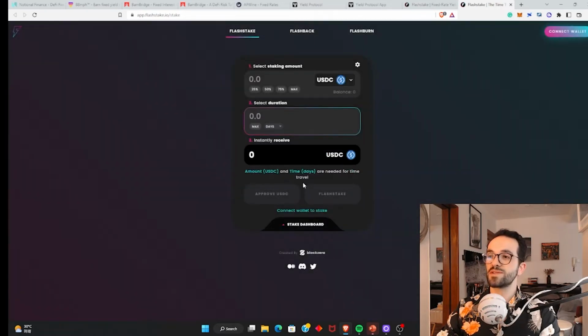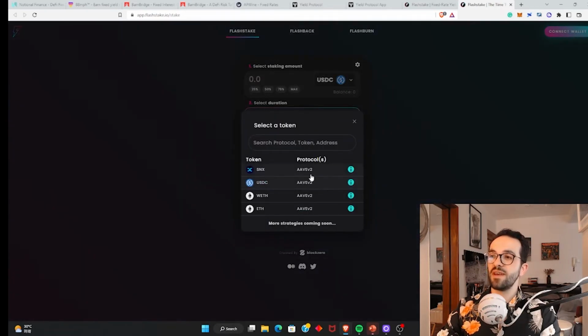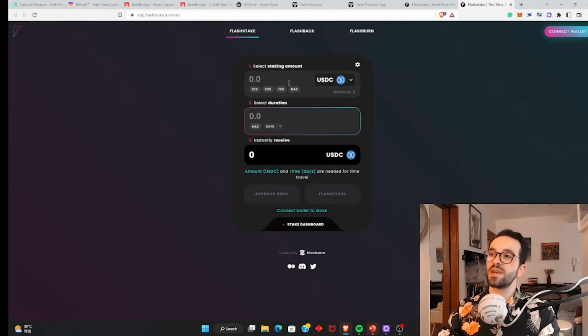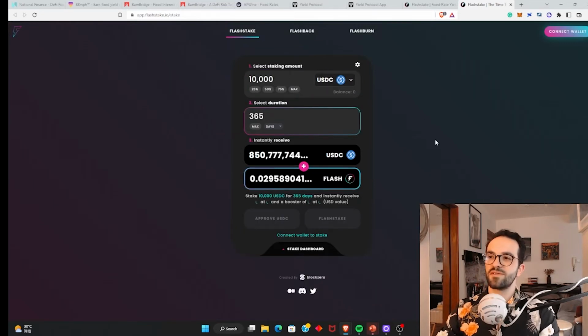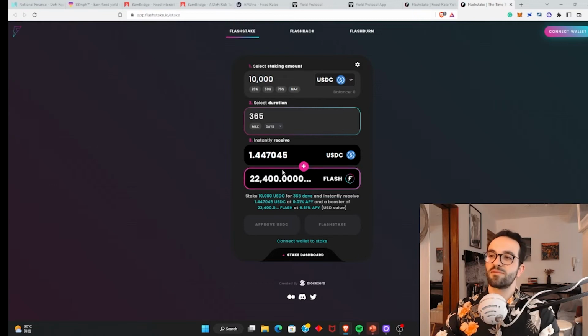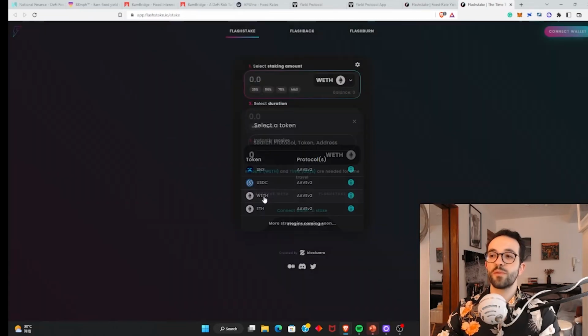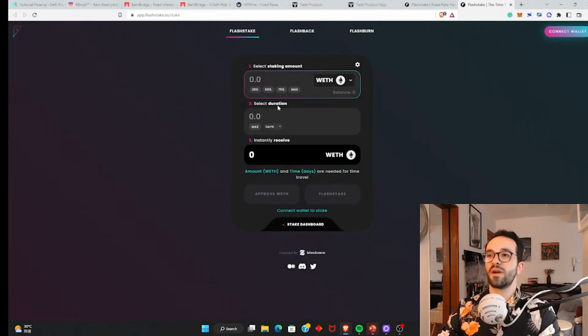You can also deposit USDC. As you can see here, they show basically they are using Aave behind the scenes. I can deposit $10,000 of USDC, and I want to deposit for 365 days, and I'll receive instantly 1.44 USDC, not much, plus 22,400 Flash tokens as an incentive. Of course, this is most interesting when we are talking about ETH or wrapped ETH.